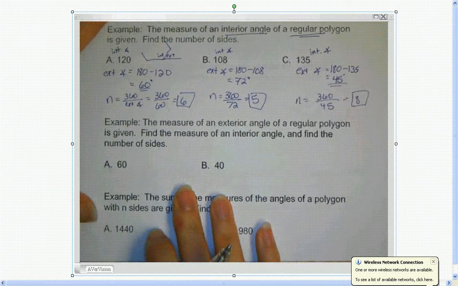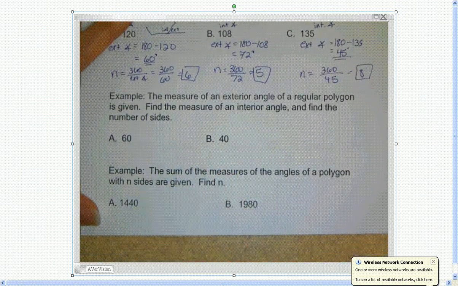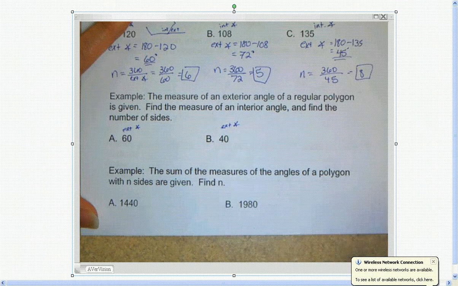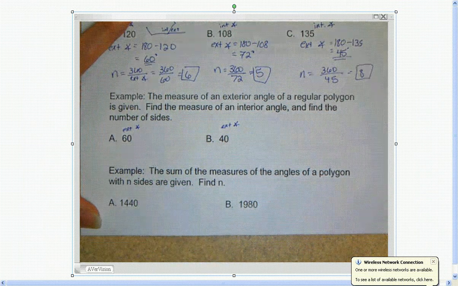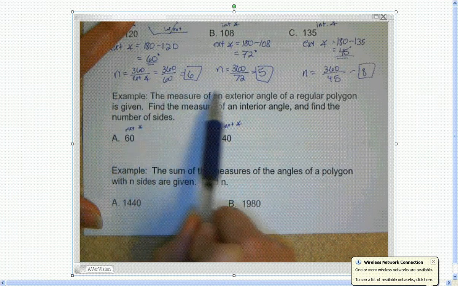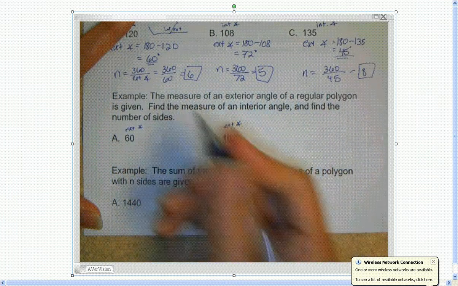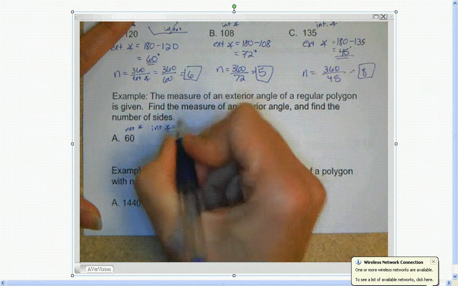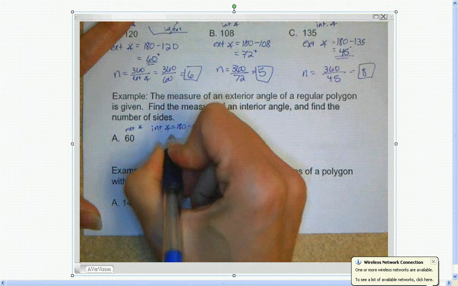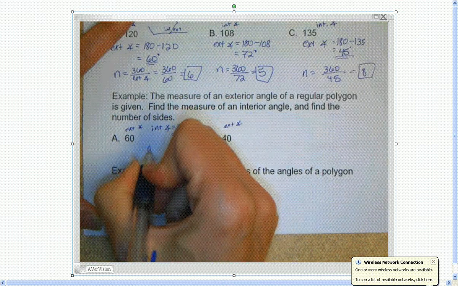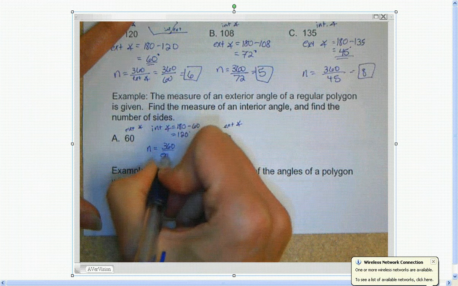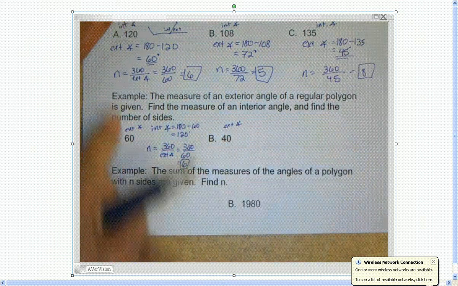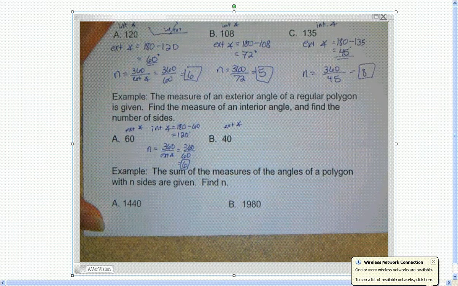Now look at the next problem here. It says the measure of the exterior angle is given. Find the measure of the interior angle and find the number of sides. Well, I'm going to find the number of sides exactly the same way that I did before. But the interior angle is really easy. Interior and exterior still make a linear pair. So I go 180 minus 60, which is 120 degrees. To find n, I'm still going to go 360 divided by the exterior angle. 360 divided by 60, that's still 6. Notice these interchanged. I just did a slightly different process. So the angles on each of these are very closely related.